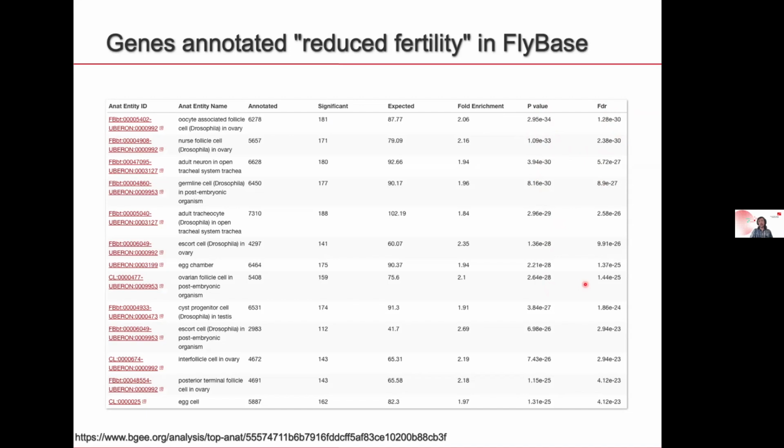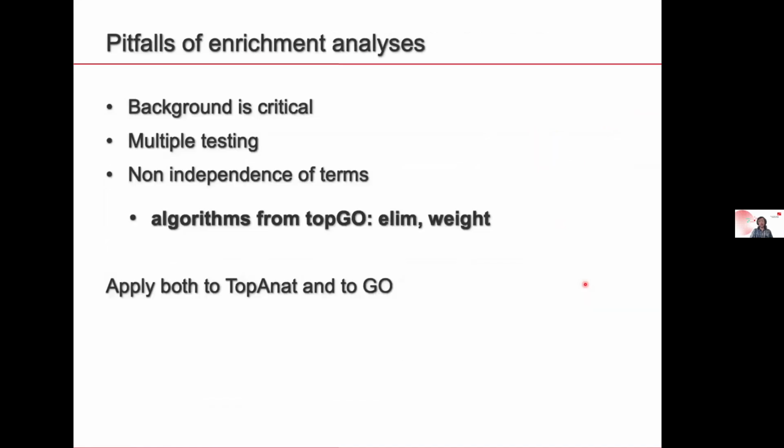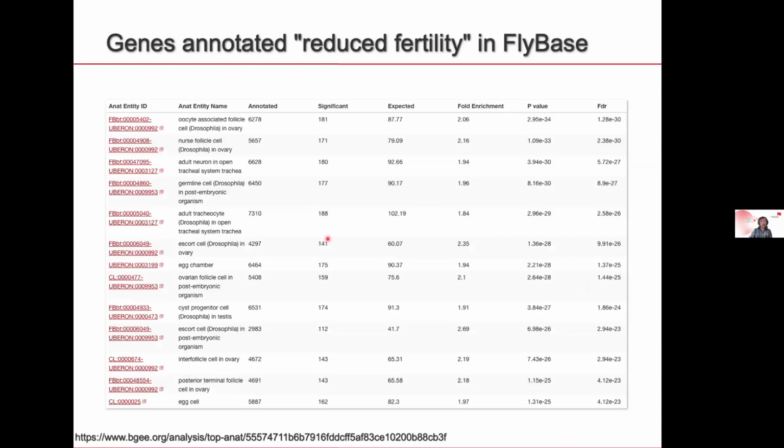We have tens of thousands of terms in Uberon. There are also tens of thousands of terms in the gene ontology. Whenever you do this kind of test, you should be careful not to overinterpret if you have very limited p-value thresholds. And as I told you, the terms are not independent. I mean, here you see that many of these terms are coming from the ovary. So if there's high expression in the ovary, all these terms are going to come, right?